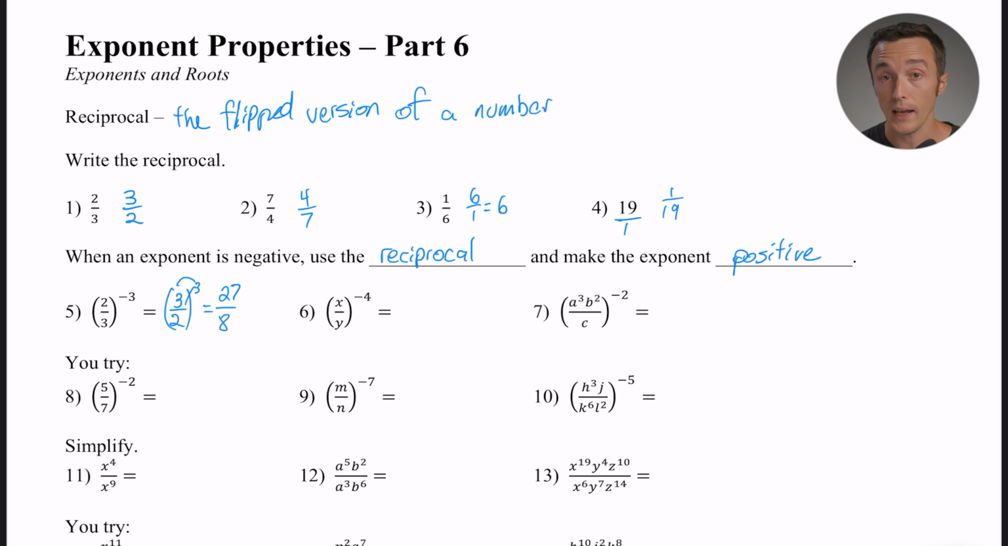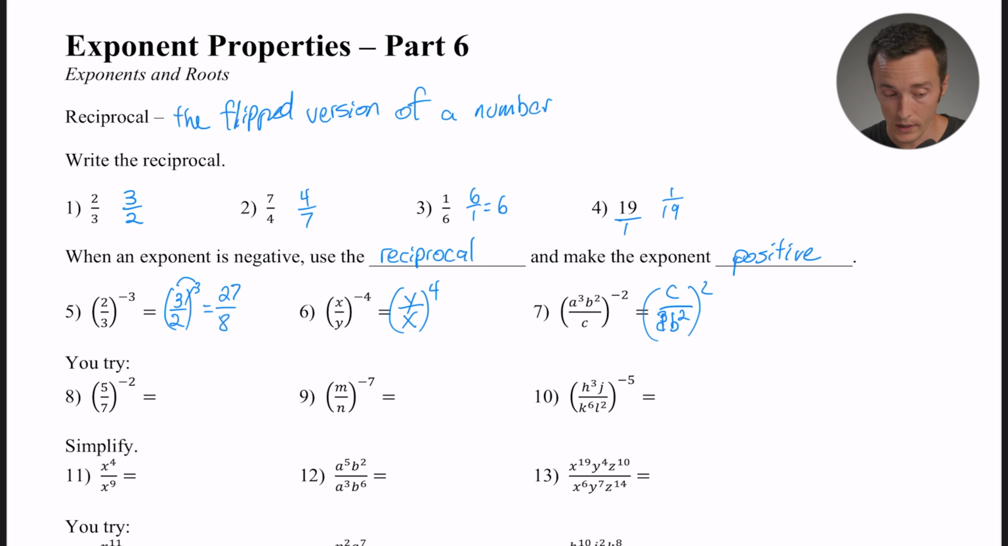So the rule today says if you have a negative exponent, flip it, use the reciprocal, and then just make the exponent positive. So for example, x over y to the -4th would be y over x to the +4th. We're just using the reciprocal and then make it positive. Okay, how about one like number 7? The reciprocal of that would be, let's see, c is going to be on top, a cubed b squared is going to be on bottom, and then this whole thing is now to the second power.